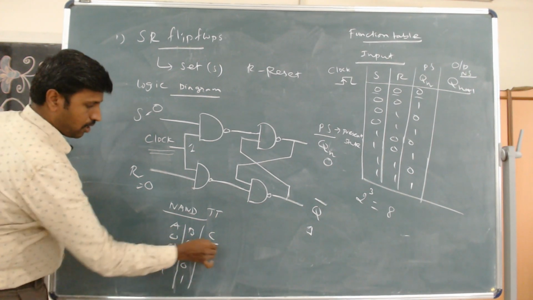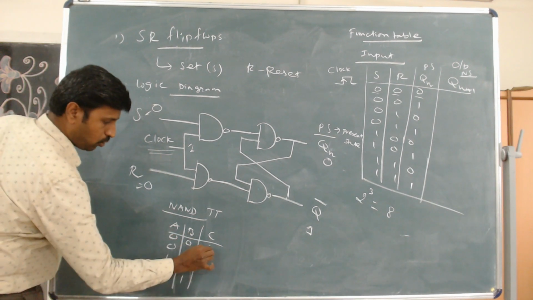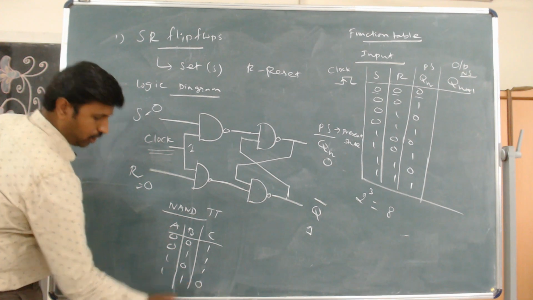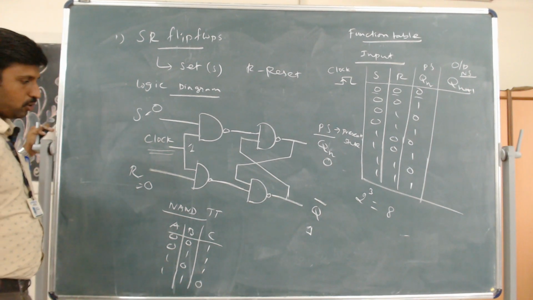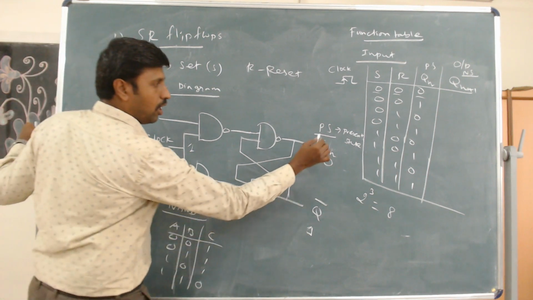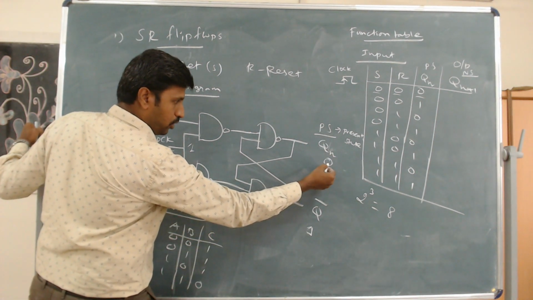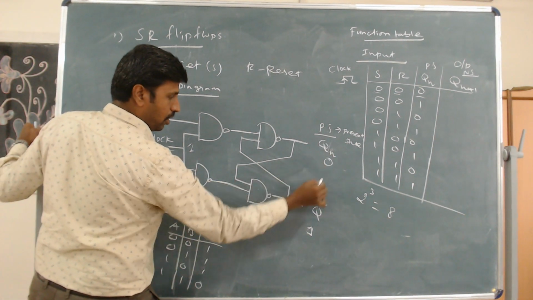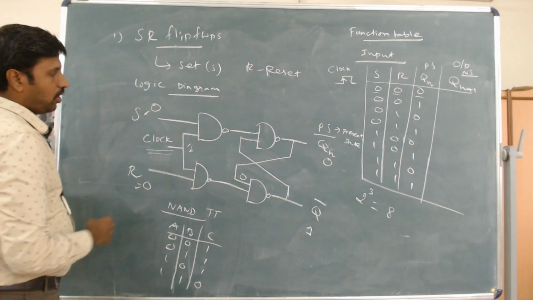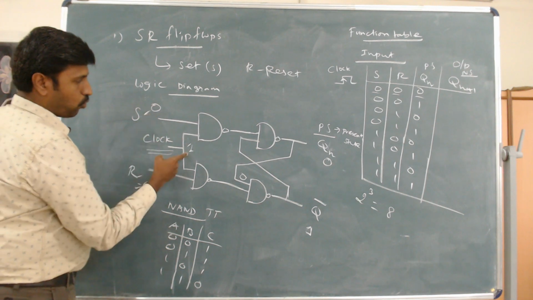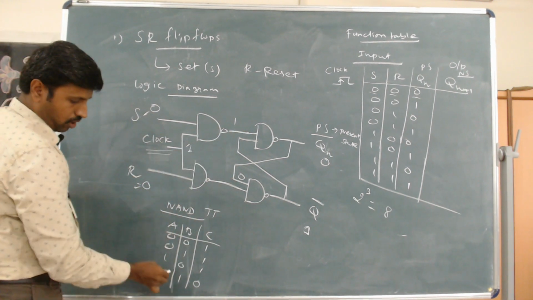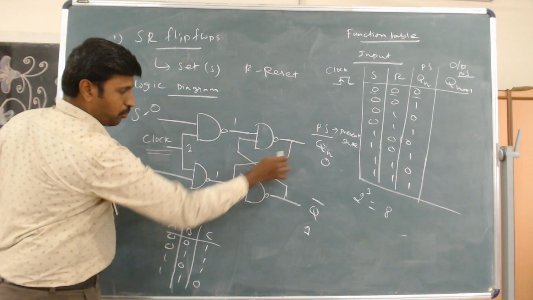For the NAND gate, inputs 0 0 give output 1, 0 1 gives output 1, 1 0 gives output 1, and 1 1 gives output 0. This is what I apply in the flip-flop. When the present state is 0, the 0 is fed back in this way. Now coming to the first gate, 0 and 1: output will be 1. Similarly 1 and 0: output will be 1.